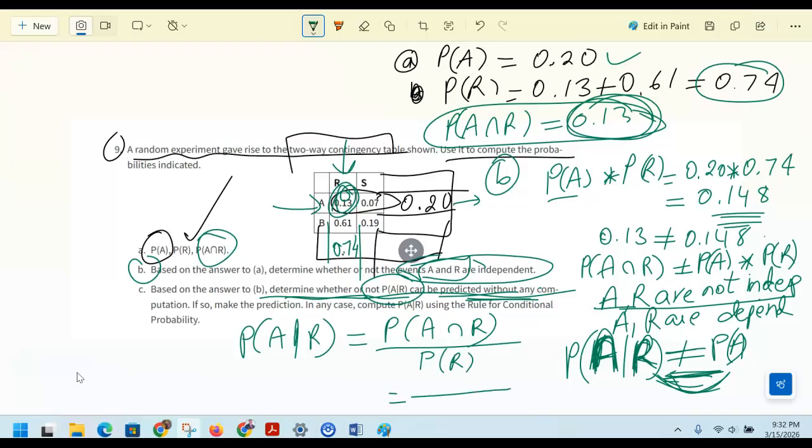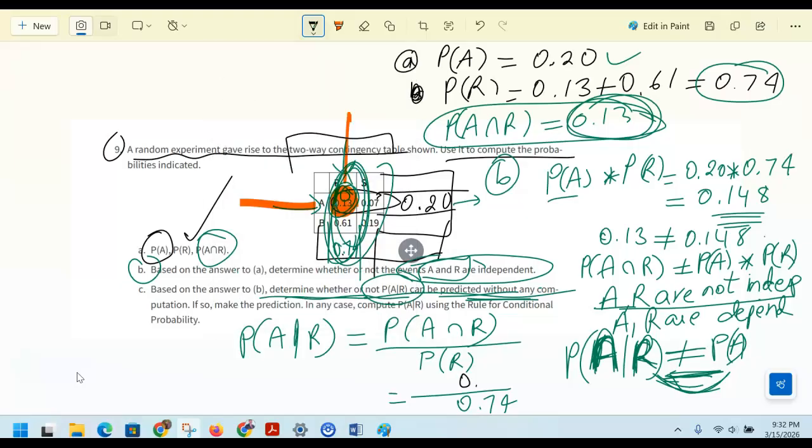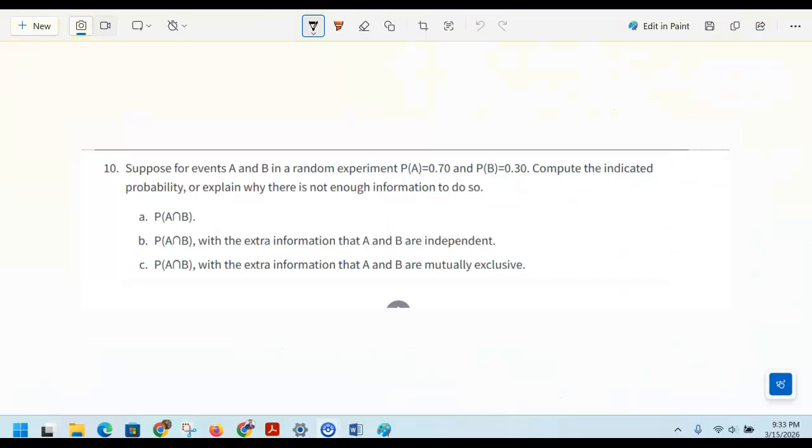Just plug in the values. Where is R? R is here. So R is 0.74. And what is common there, A and R, is 0.13. If you use the calculator, you get 0.176 and you're done. Hope that helps. Question number 9 is done. Let's do question number 10.